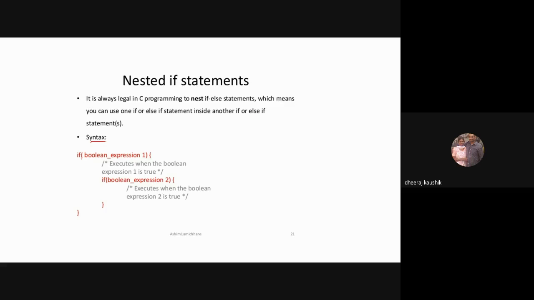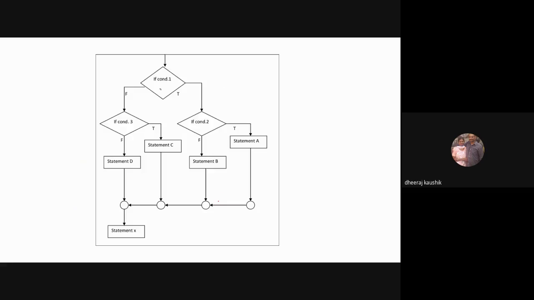The syntax for this would be if expression 1, which is your condition, and in this if you want to check your condition 2, you can again put your condition 2, and in this if you want to check another condition, you can always put another if or an else block and then check your condition 3, right?